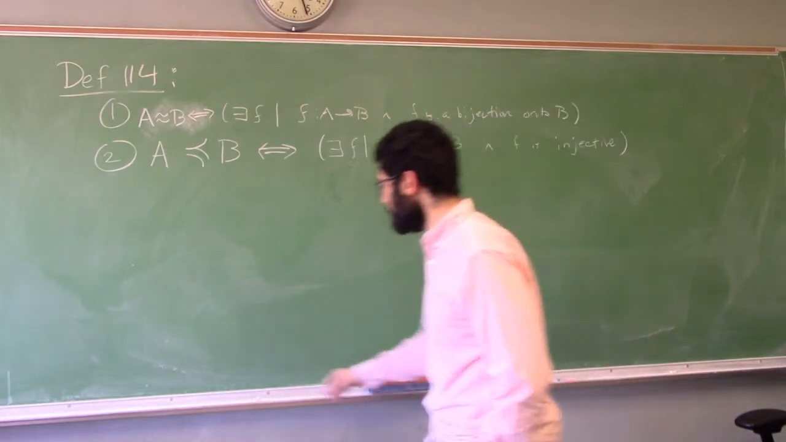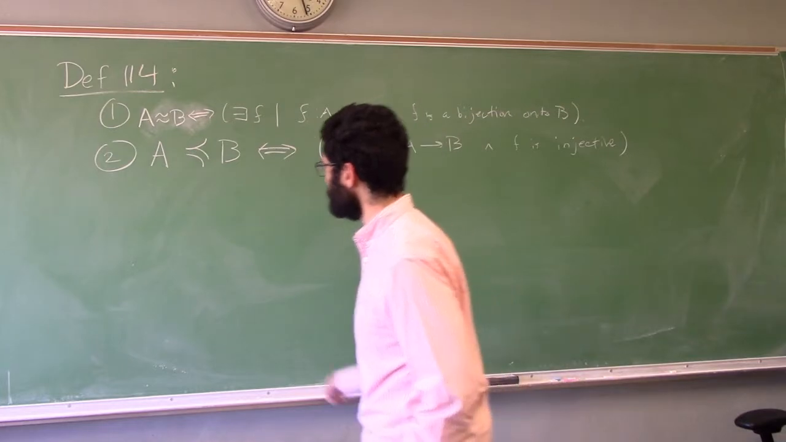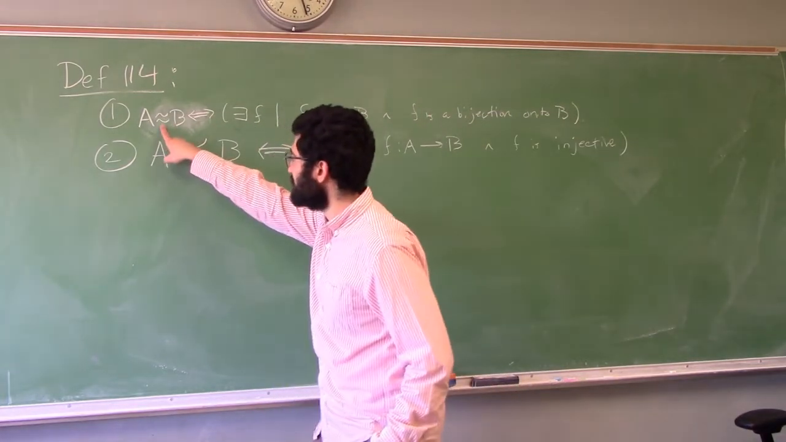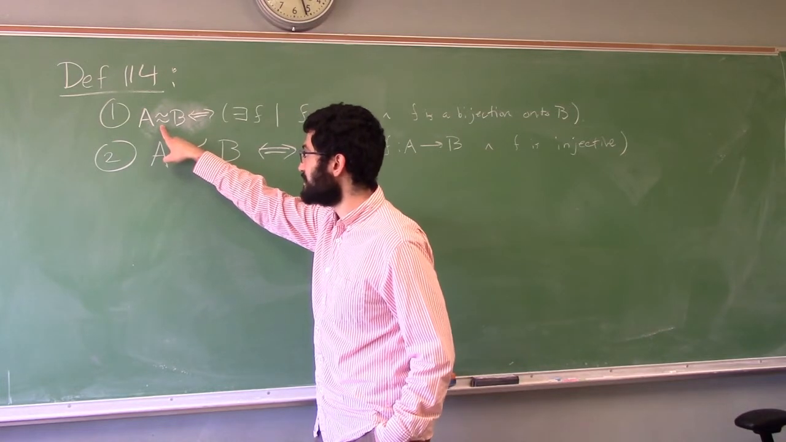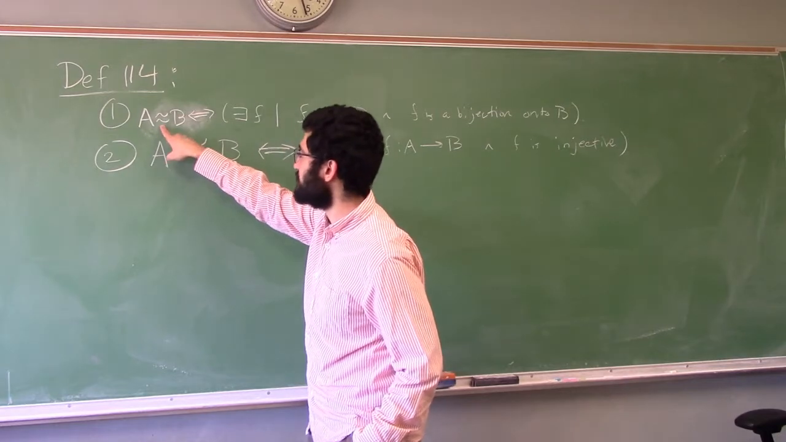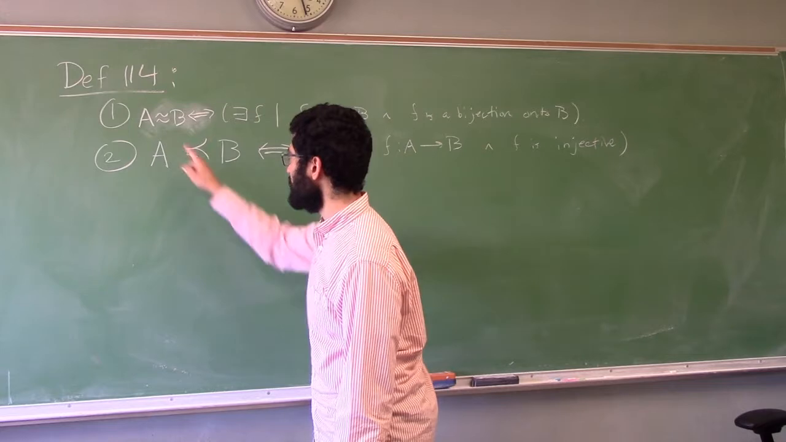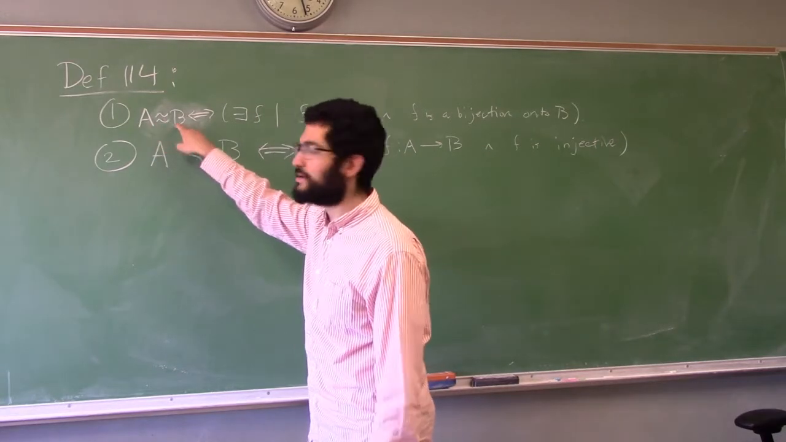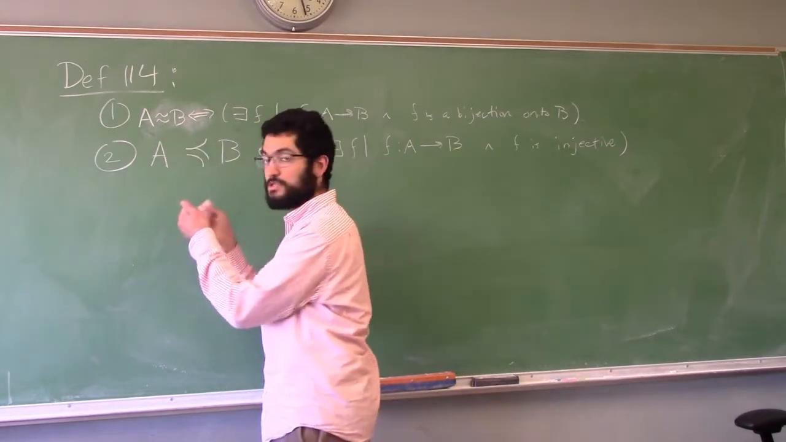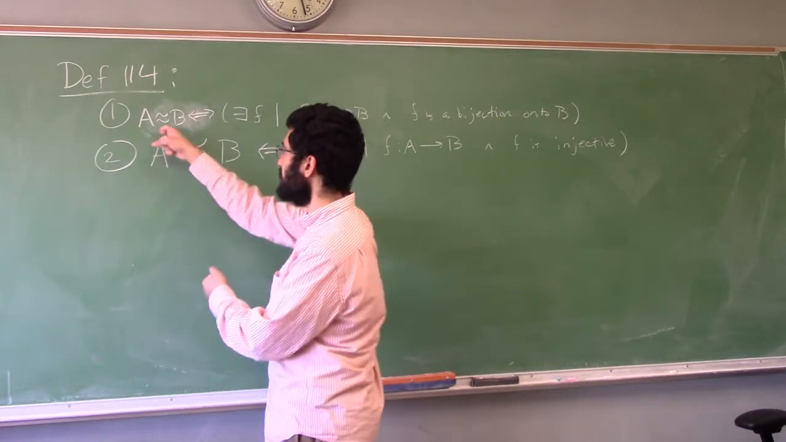I guess the first thing you want to know about these is that this wiggly equal sign has certain properties that you would expect of it if it's going to be anything similar to an equal sign. So if the wiggly equal sign, A has the same cardinality as B, is really to represent the fact that there's some quality that A and B share, namely number of elements, whatever that means.